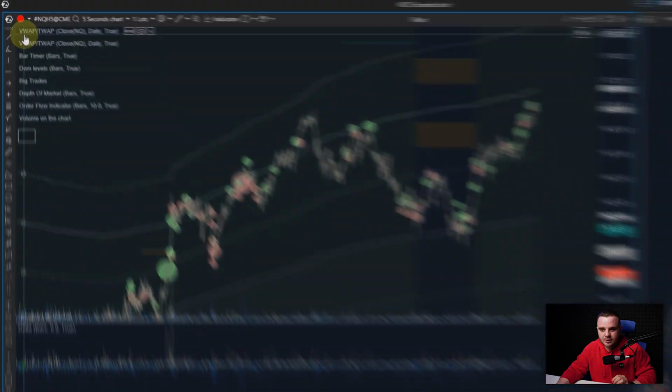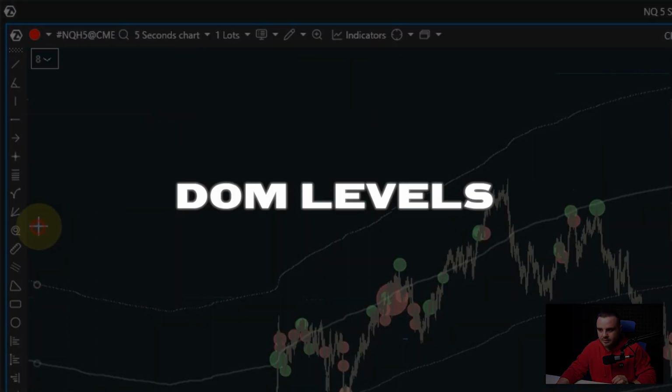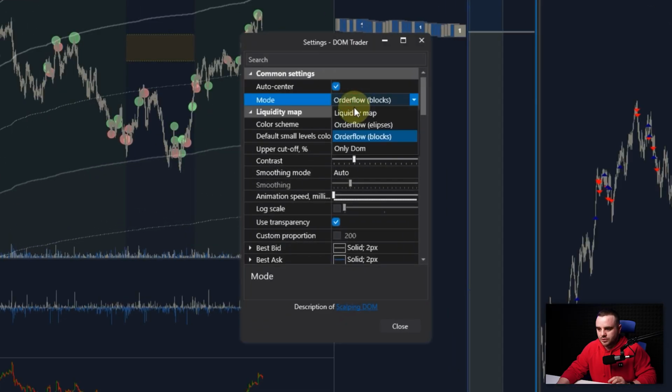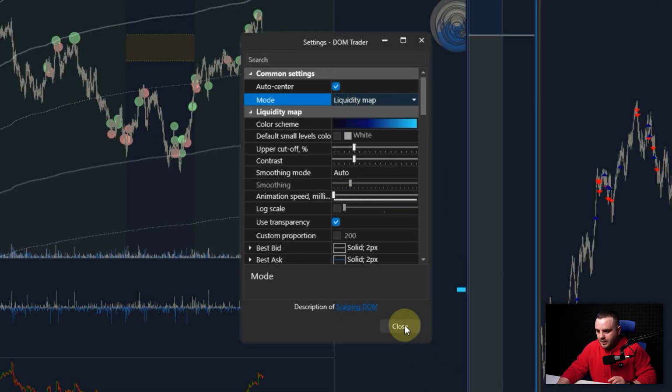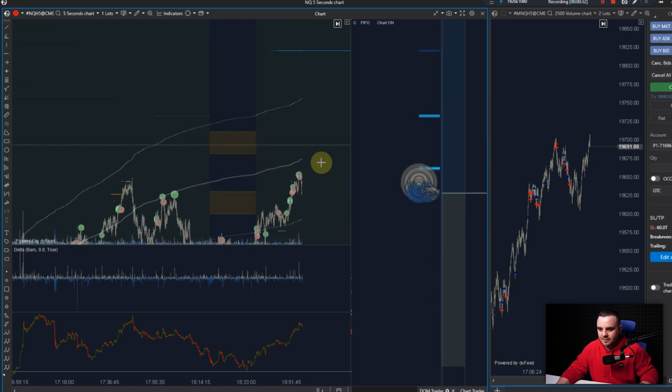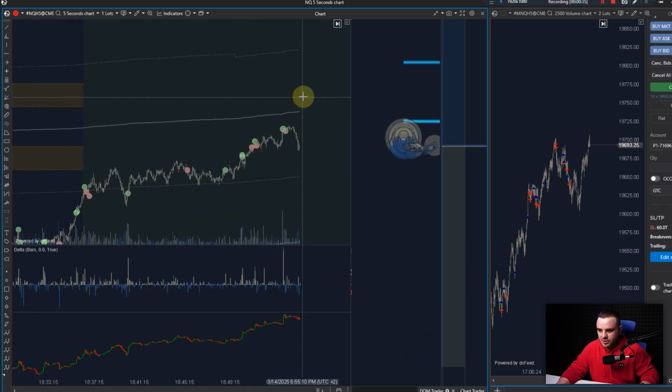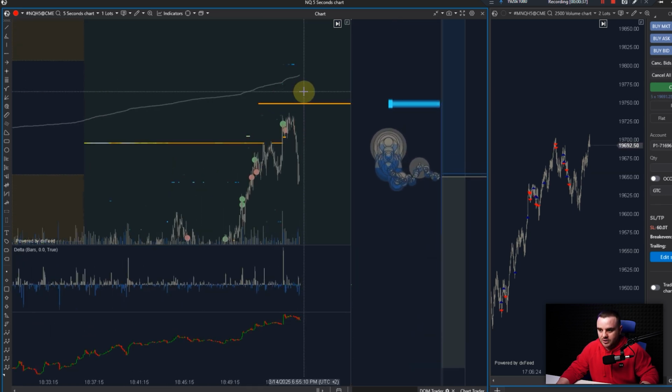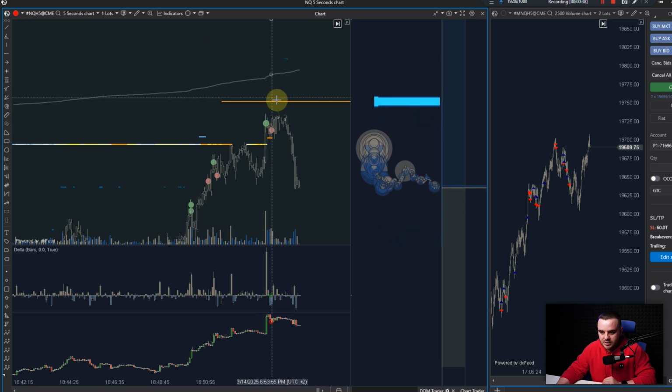In ATAS, I use not exactly a BookMAP, I use even better. It is DOM levels. It is the same stuff as a BookMAP, because if you open DOM Trader and set up, for example, order flow liquidity map, you will see that it is the same as the DOM levels. But the beauty is this: you can set it up on a chart and you can see it is the same.